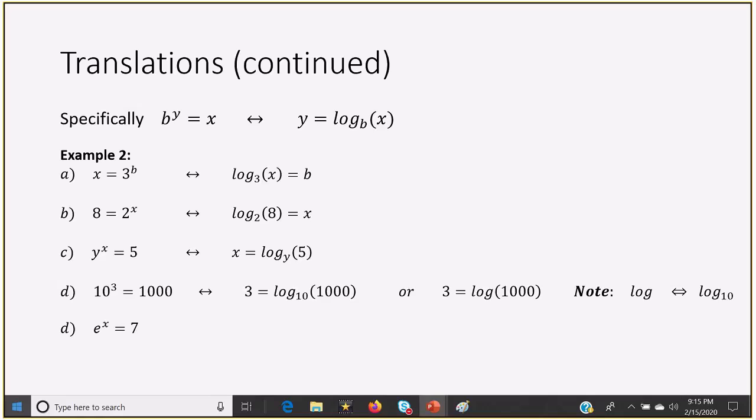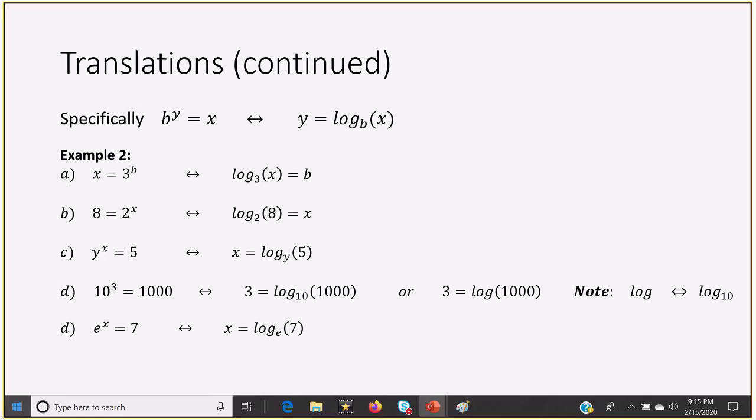Really, we want to try and translate this question. So I have e to the x is equal to 7. To translate it, my x drops down. My e becomes the base of my log on my right side, and it will be log base e of 7.